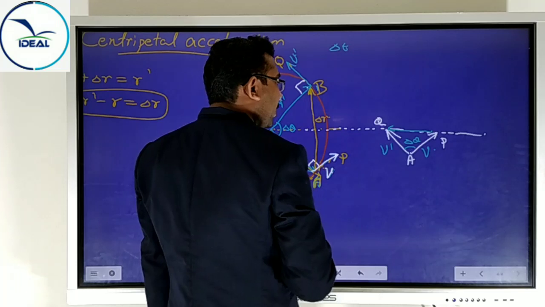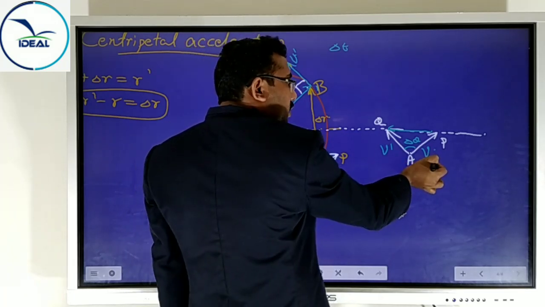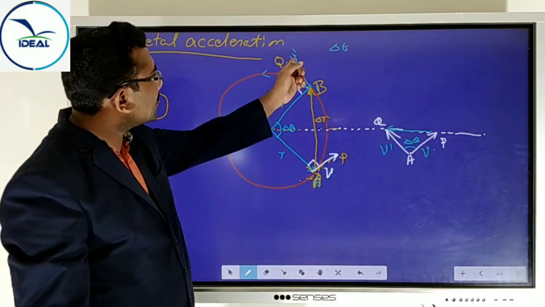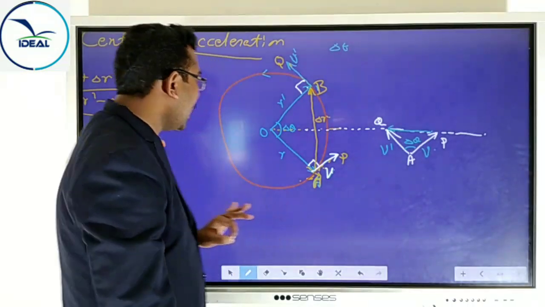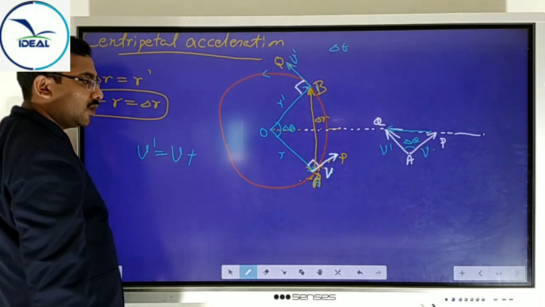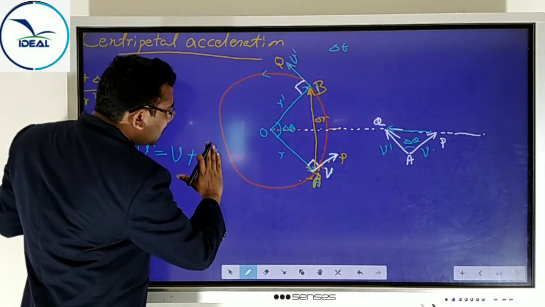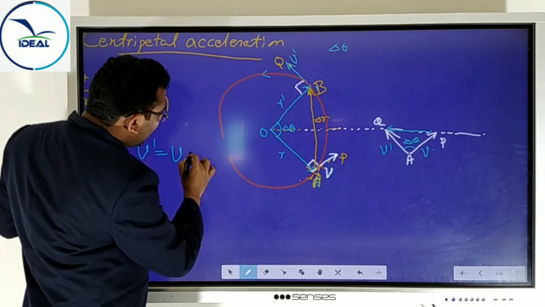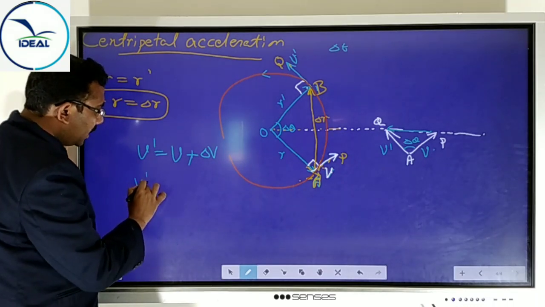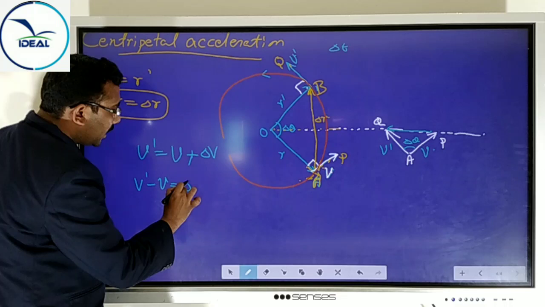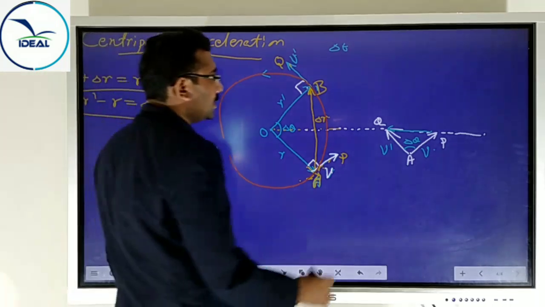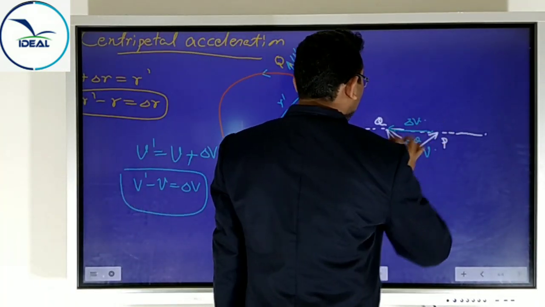What does this vector represent? This is initial velocity and this is final velocity, isn't it? This is the initial velocity, we start from here. This is final velocity, the position changes. Okay, then we can write V dash is V plus something. What something? That is the change in velocity delta V. That is V dash minus V is equal to delta V. Okay, this is change in velocity delta V.